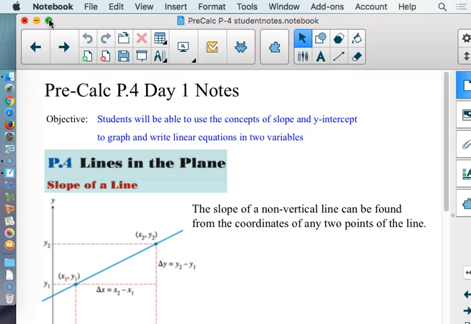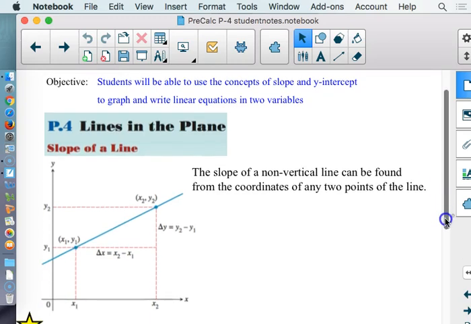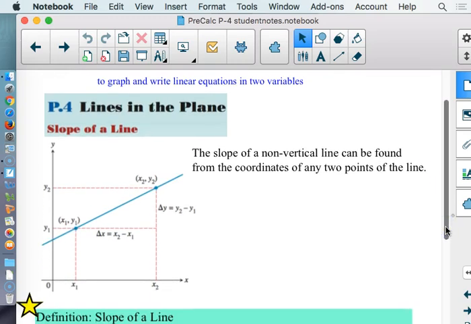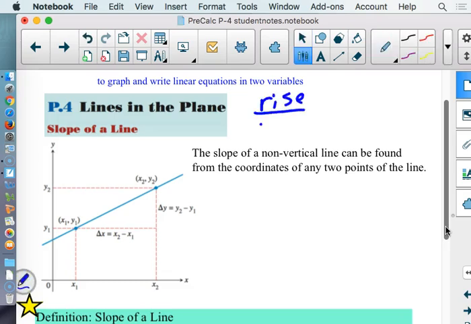So lines in a plane, slope of a line. What do you remember about slope? Rise over run. That's usually the first thing when I ask about what do you remember about slope. Everybody remembers rise over run. Anything else?